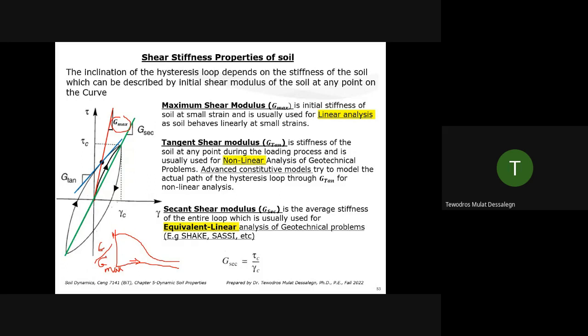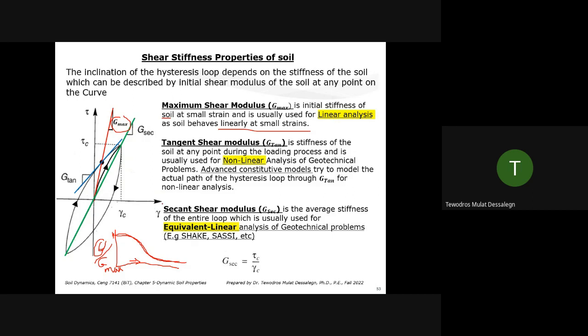The other G's are during the cyclic loading. It's getting lower and lower, smaller and smaller. So that's why, because G is getting smaller and smaller with the strain, your curve is getting degraded, lower and lower. So maximum shear modulus, Gmax, is the initial stiffness of soil at a small strain, and is usually used for linear analysis as soil behaves linearly at small strains.